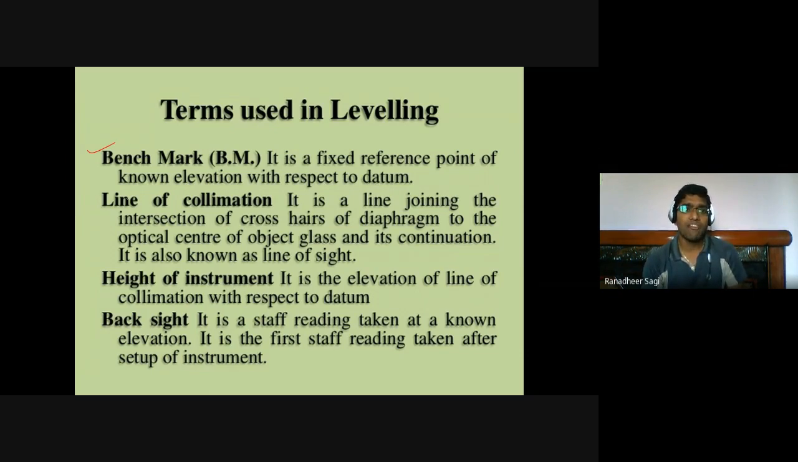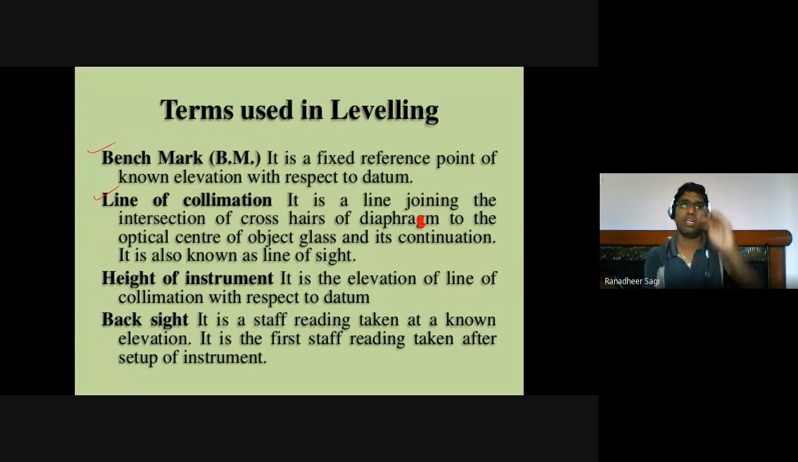Next, line of collimation, which we also call line of sight. What does this term mean? It's the line joining the intersection of crosshairs of the diaphragm to the optical center of your object glass and its continuation. I'll physically show you what that line of sight means.